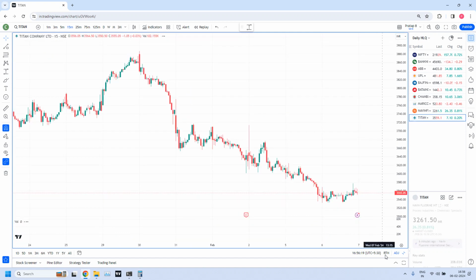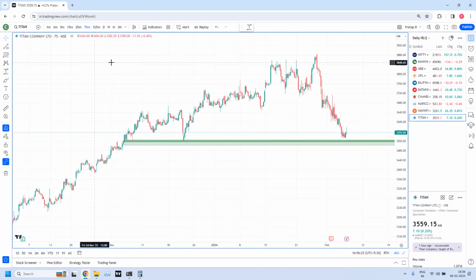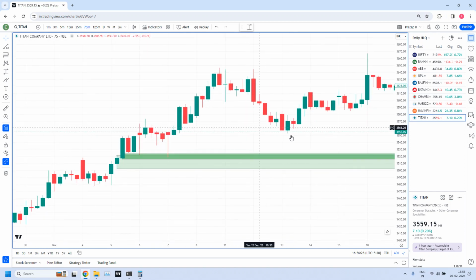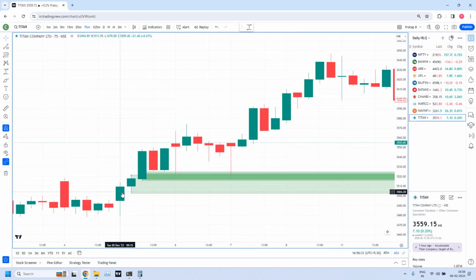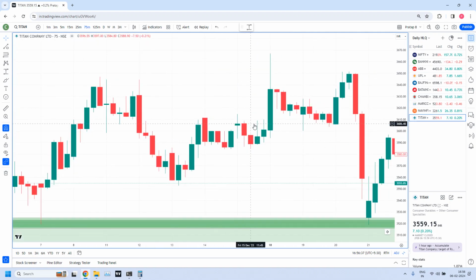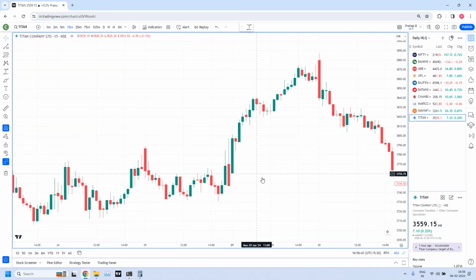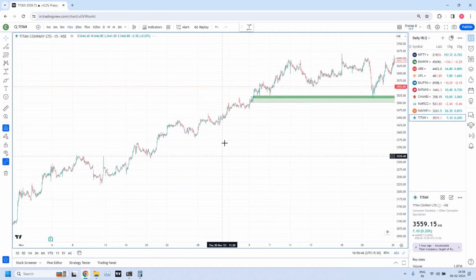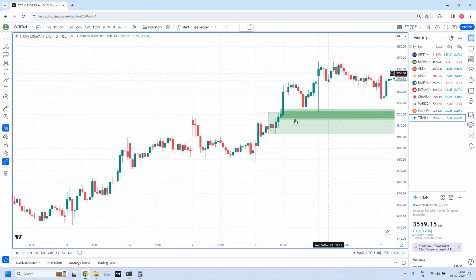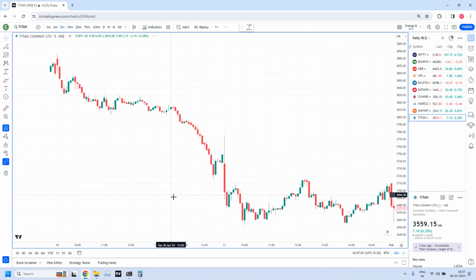Next one is Titan. Titan is also the same. It is a 75-minute zone. We have a rally base rally in 75 minutes, something interesting. And here, in 15 minutes, I fine-tune. In the 15 minutes, this is the best structure, again base rally. Within this, in 5 minutes, we fine-tune.